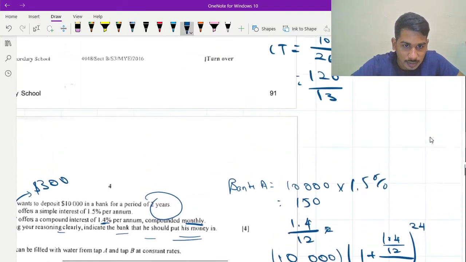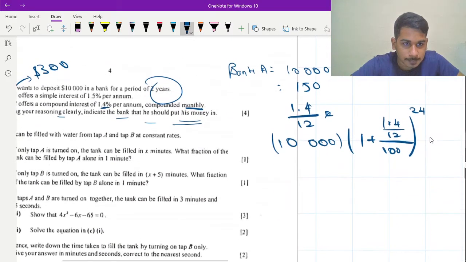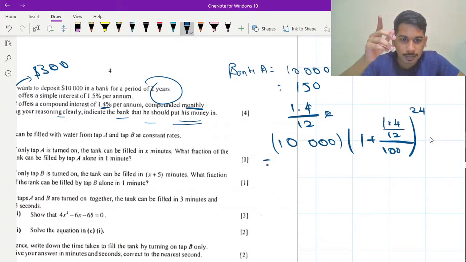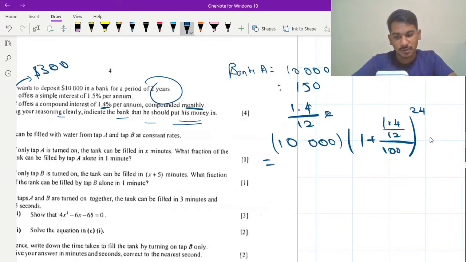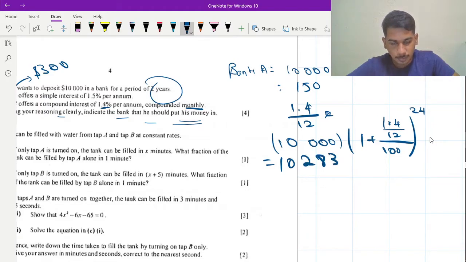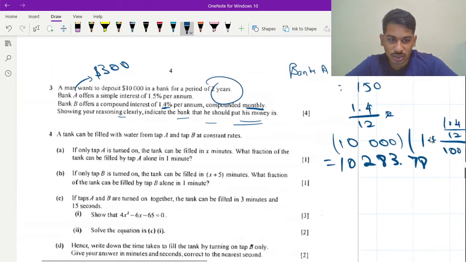Okay, I hope you can see. You probably couldn't see the previous one. Then what else is there? Now just type in the calculator. Then minus 10,000 times 1 plus 1.4 over 12 over 100 to the power of 24. I get 1028 3.78. So the interest is like this, $283.